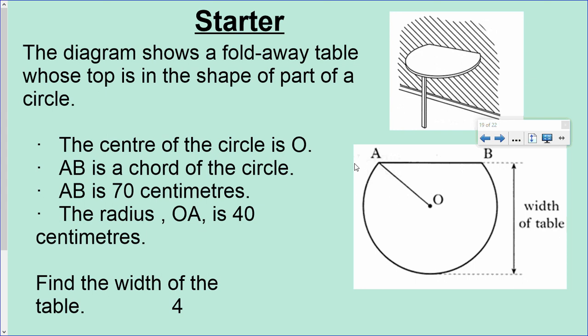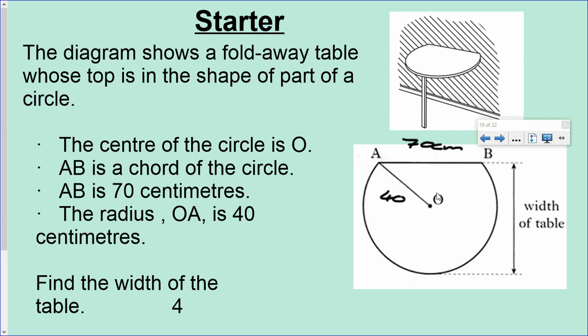So we've got the centre of the circle, centre O. AB is a chord of the circle, so the straight line here, and AB is 70. So I'm going to write 70 centimetres above that line. And the radius OA, that's this line here, is 40 centimetres.